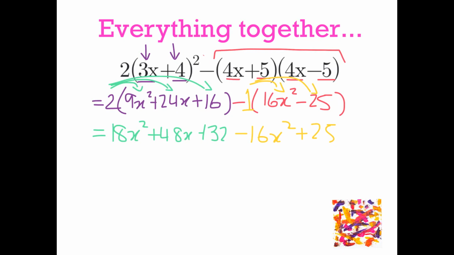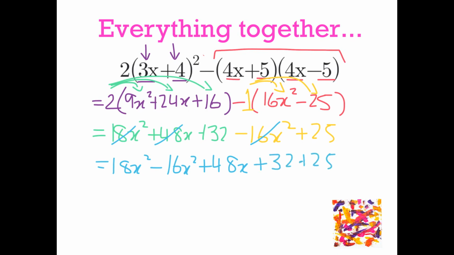And I've told you guys many times, whenever we're dealing with questions like this, our goal is to get rid of the brackets so we can move things around. So now we're going to gather up those like terms and try to solve this. All right, so we have 18x squared minus 16x squared plus 48x, and there's nothing else for that, plus 32 plus 25.